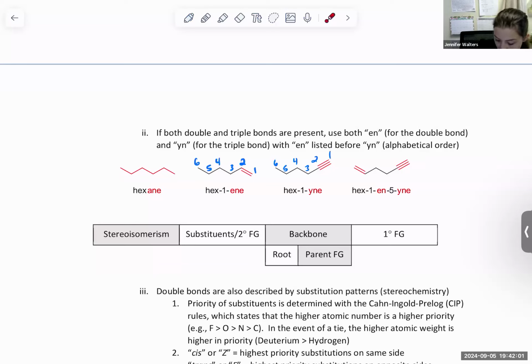Your numbering will always go through that double bond or the triple bond. So this becomes hex-1-ene, hex-1-yne. And then here I get 1, 2, 3, 4, 5, 6, where it is hex-1-en-5-yne, all combined. And it's because you're taking the smaller number of the 2 that describes the location of the double bond or triple bond.